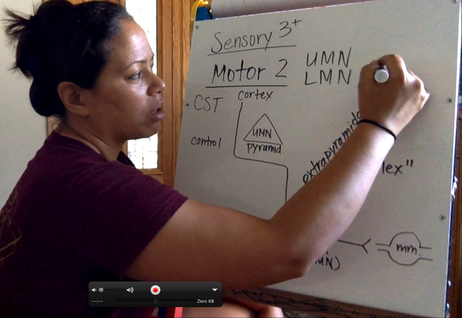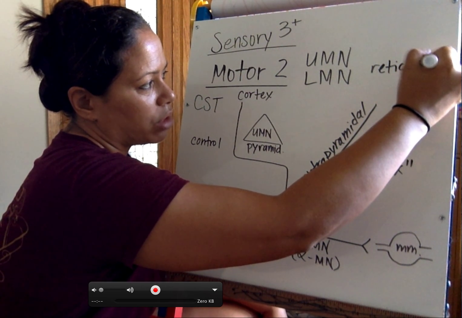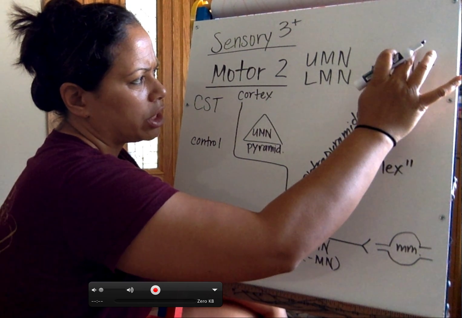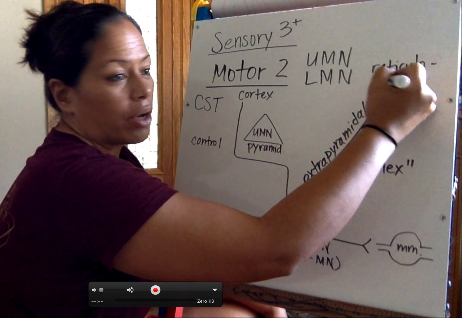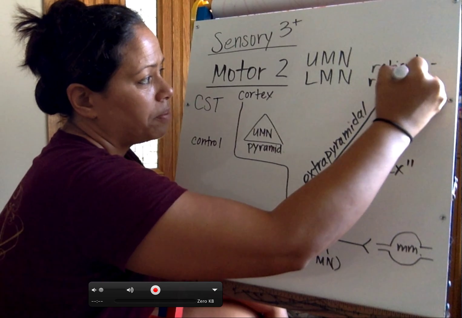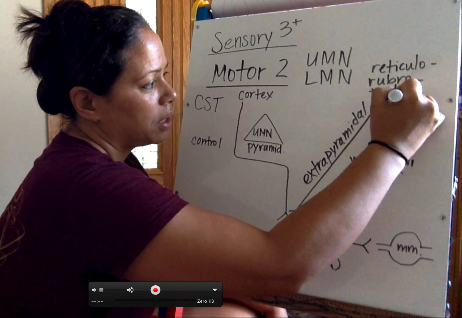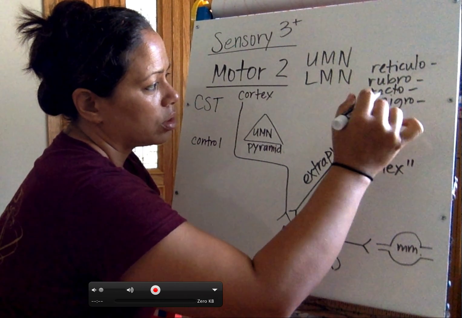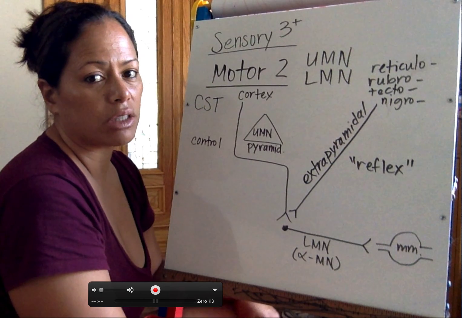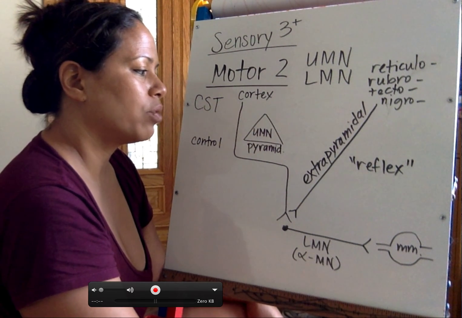So I'm just going to write a couple of examples. These are not the only ones. Reticulo. What else did I have? Rubro, tecto, nigro, and anything else you can think of, but we're going to limit to that. So we have extrapyramidal, which is reflex.